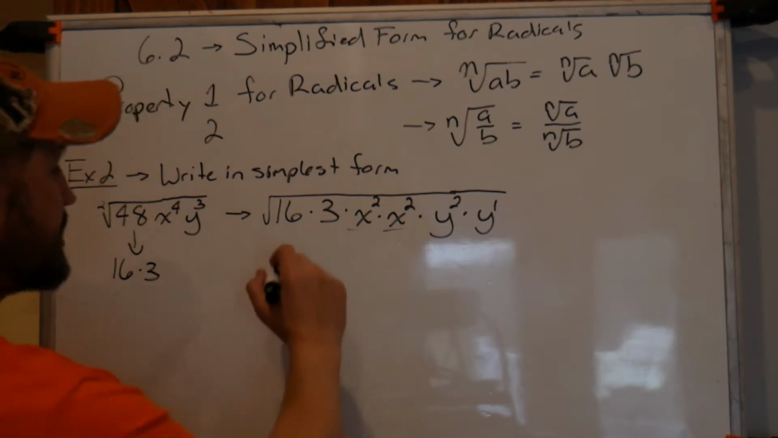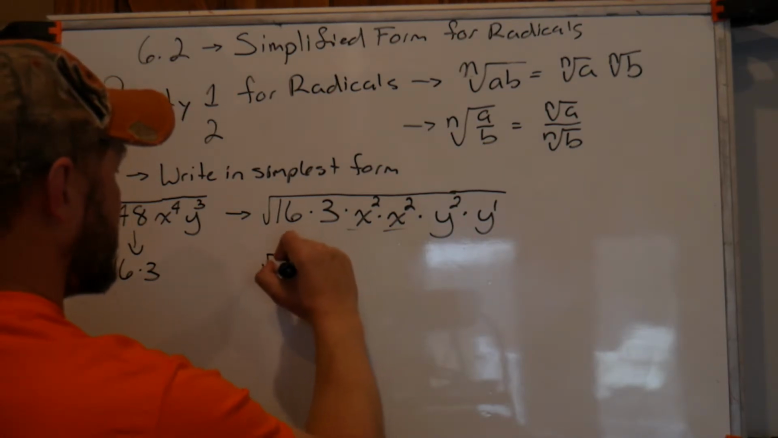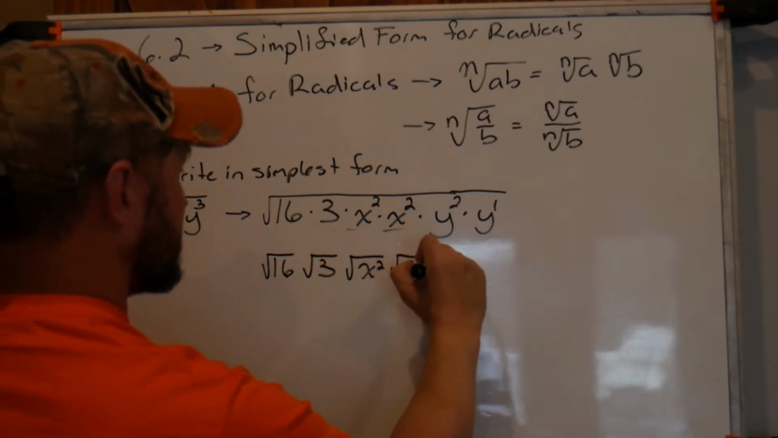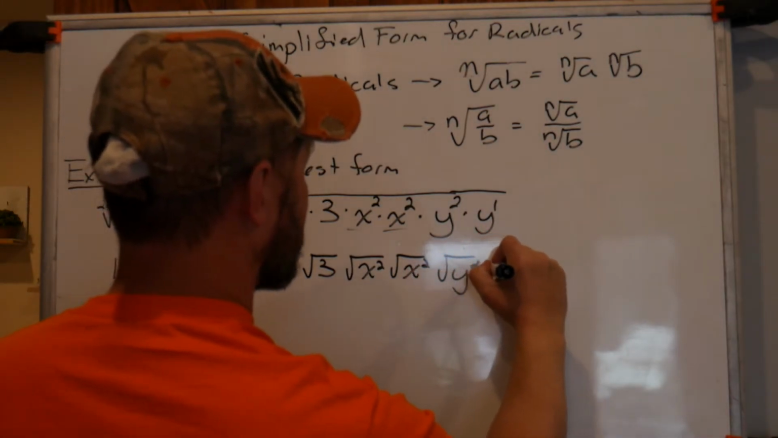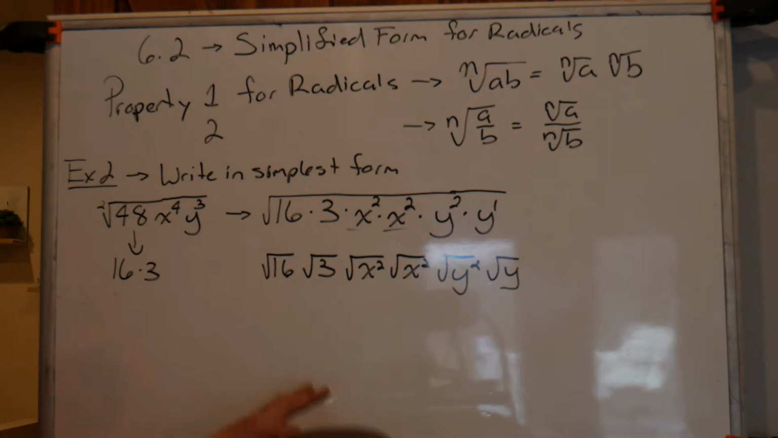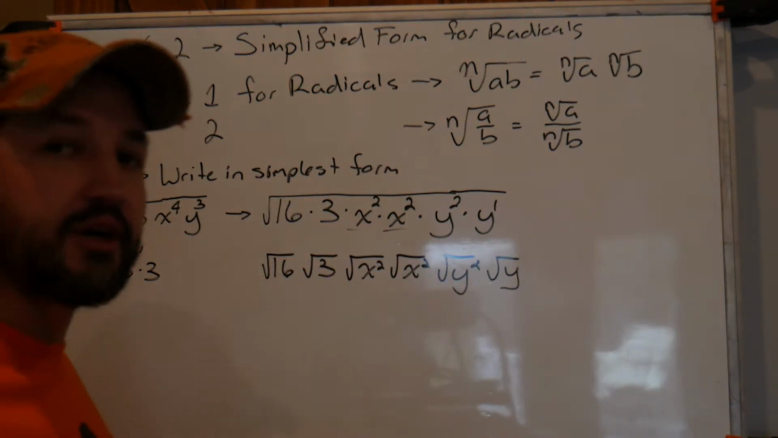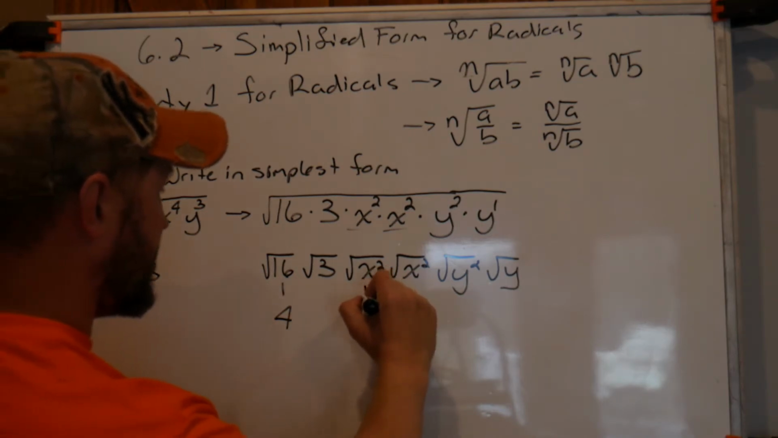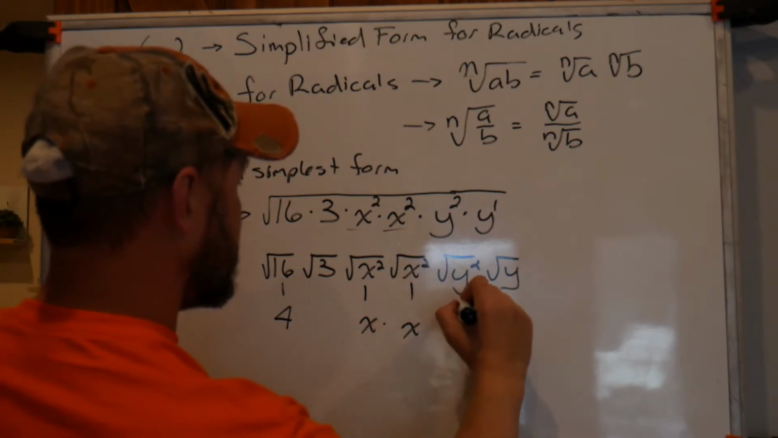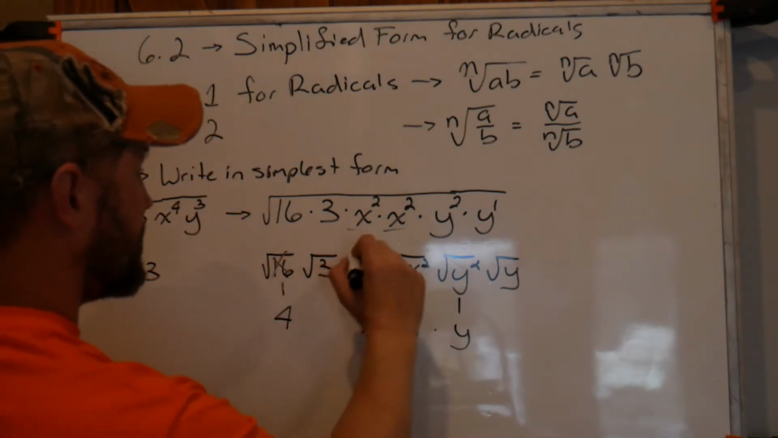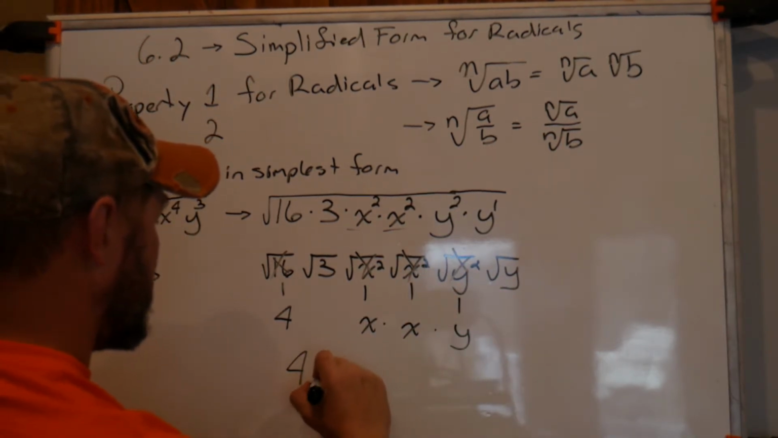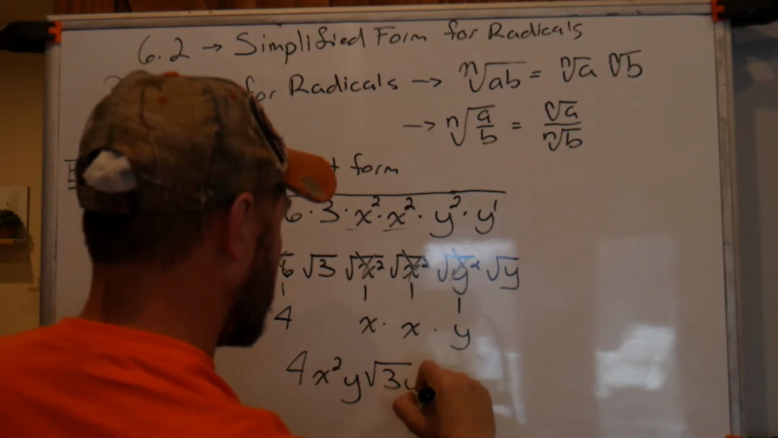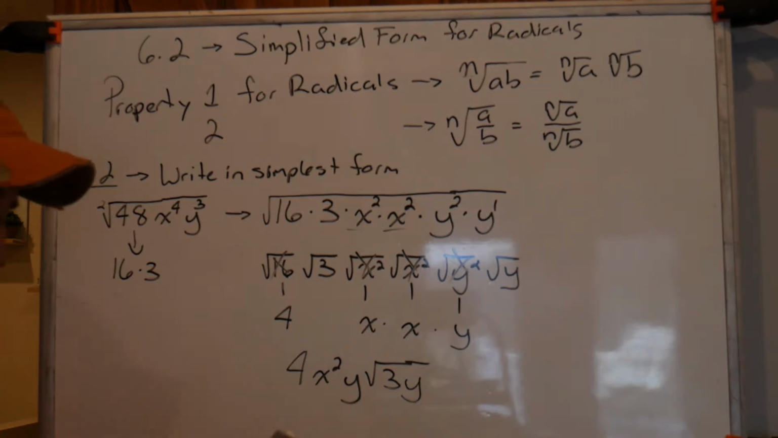There's my leftover. So what I'm doing is I'm taking the square root of 16 times the square root of 3 times the square root of x squared times the square root of x squared times the square root of y squared times the square root of y. Now, we're not going to do this whole process for every one of these, but hopefully this helps unlock the meaning for you. So I have a 4, I have an x, I have an x, I have a y. Those will all be gone. So I have 4x squared y. I'm left with square root of 3, square root of y. There's my answer. And that's how I do these.